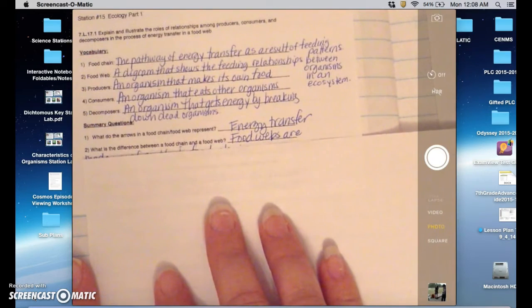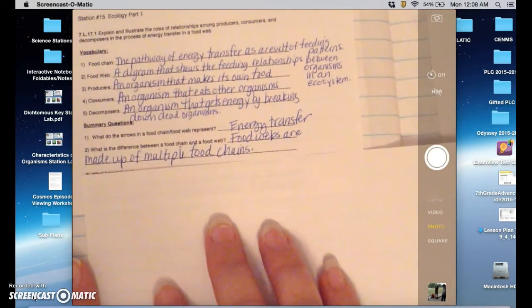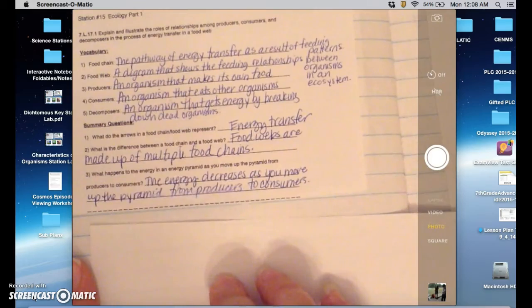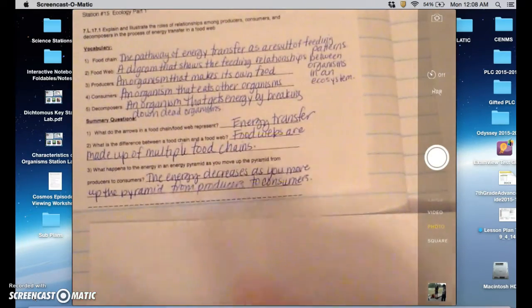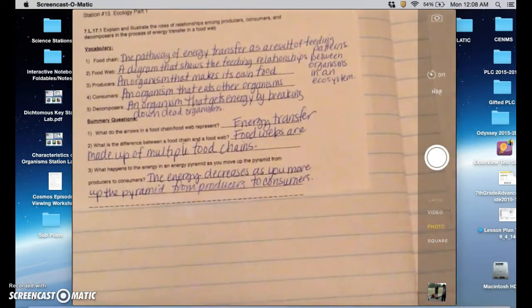What is the difference between a food chain and a food web? Food webs are made up of multiple food chains. And what happens as you move up an energy pyramid? The energy decreases as you move up the pyramid from producers to consumers. Station number 16.